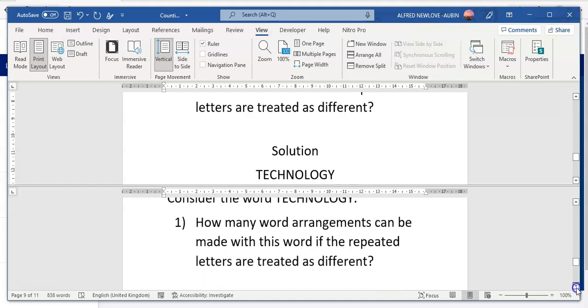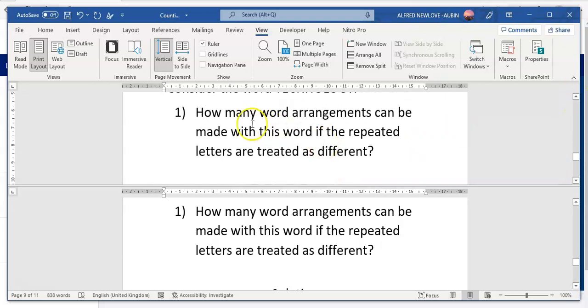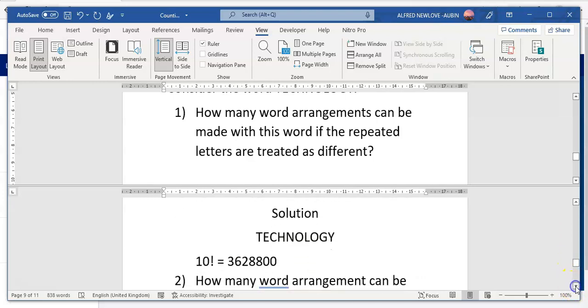Okay, now the question is, how many word arrangements can be made with this word if the repeated letters are treated as different? Let's look at the repeated letters of technology. Which letter is repeating? O is repeated. But they are saying that we should treat them as different. So even though this is O and this is also O, they are not the same. We are treating them different. They are different things altogether.